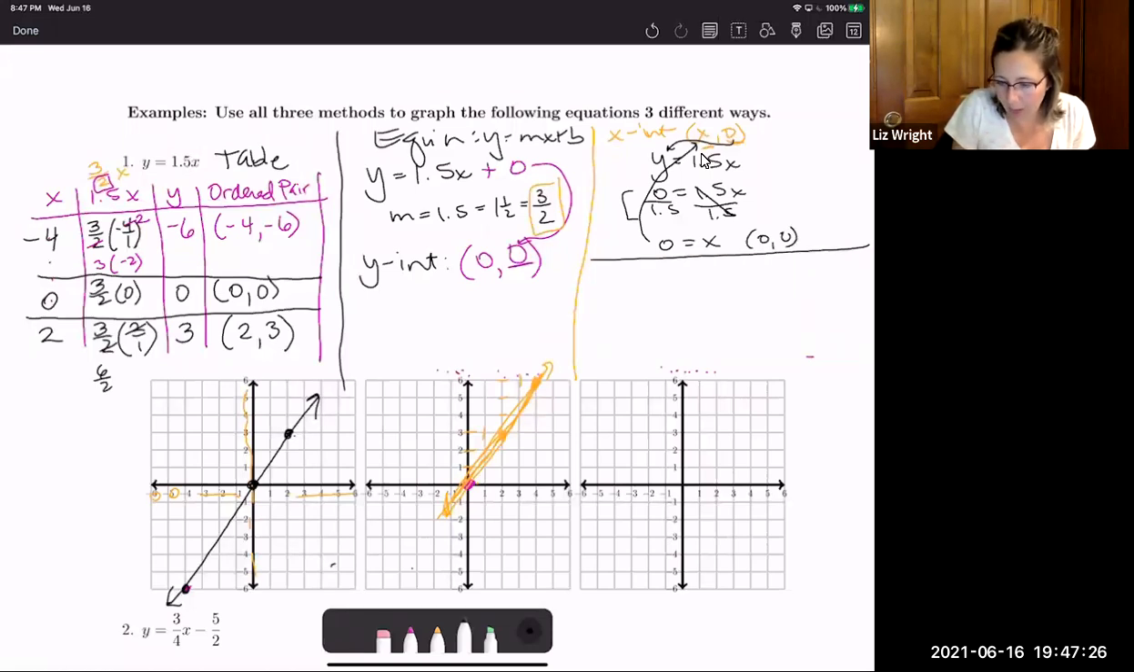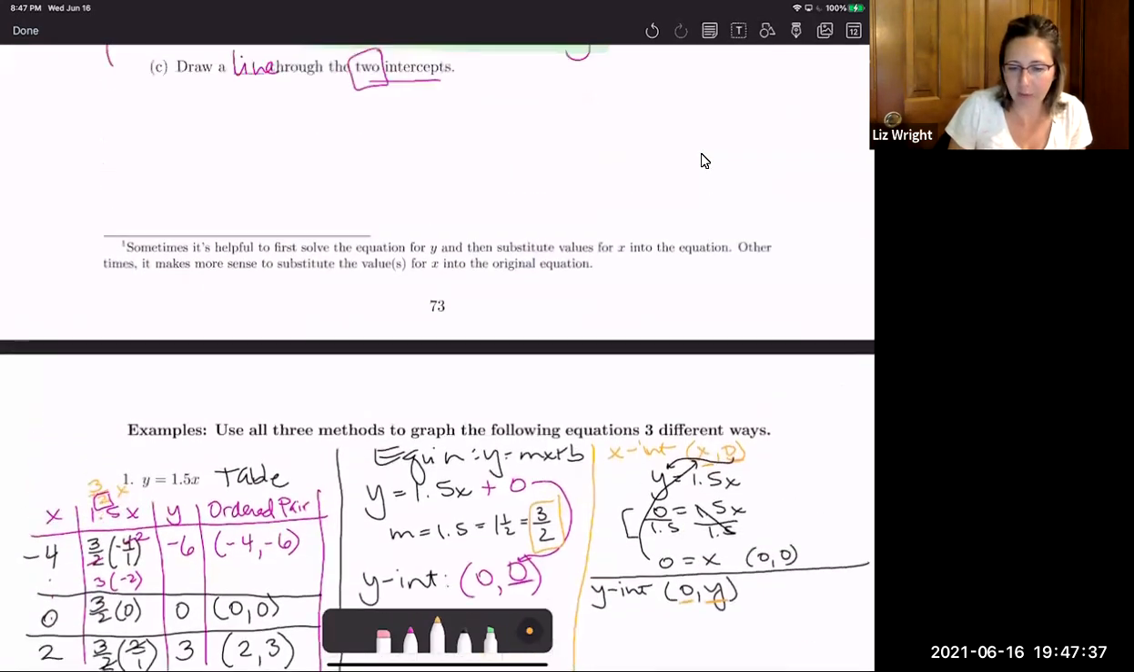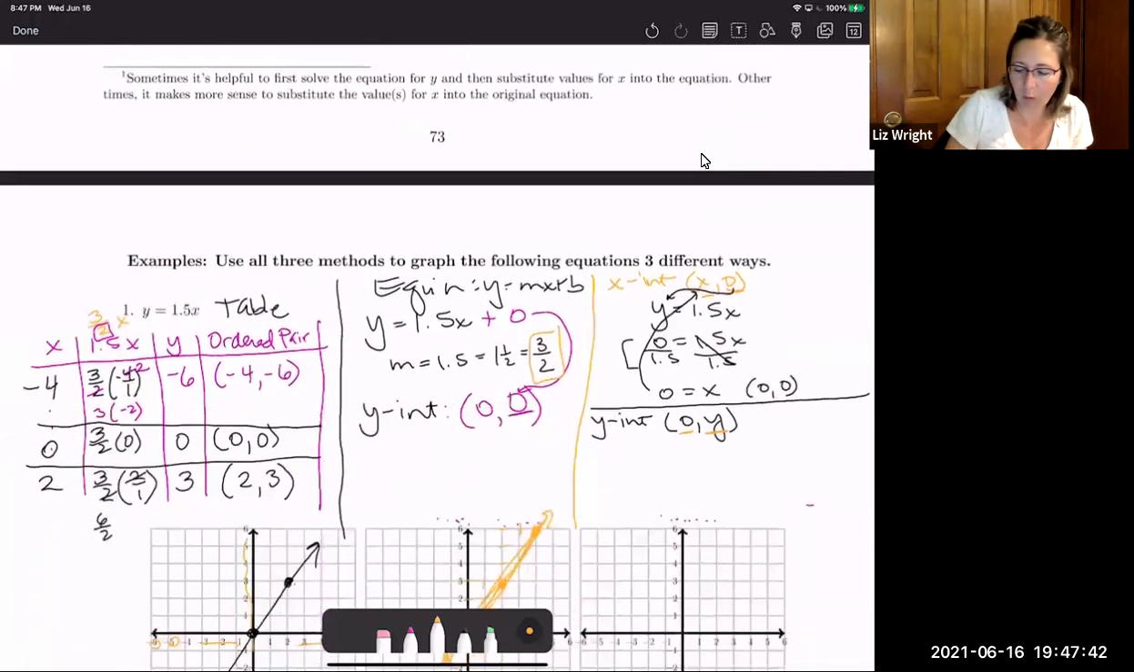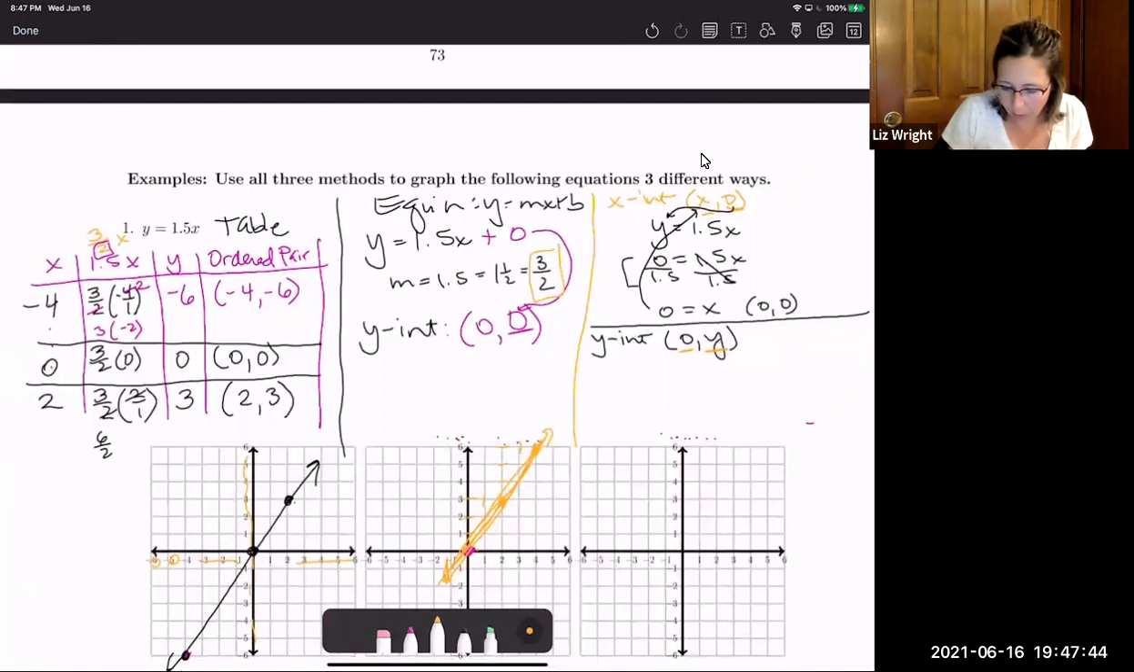Well, now let's look at my y-intercept. It's going to be 0, y, which again means I substitute 0 in for x and I solve for y. Again, that's from right here. So I'm going to rewrite my equation again: y equals 1.5x. I'm substituting 0 in for x and solving for y. So y equals 1.5 times 0, and y equals 0.